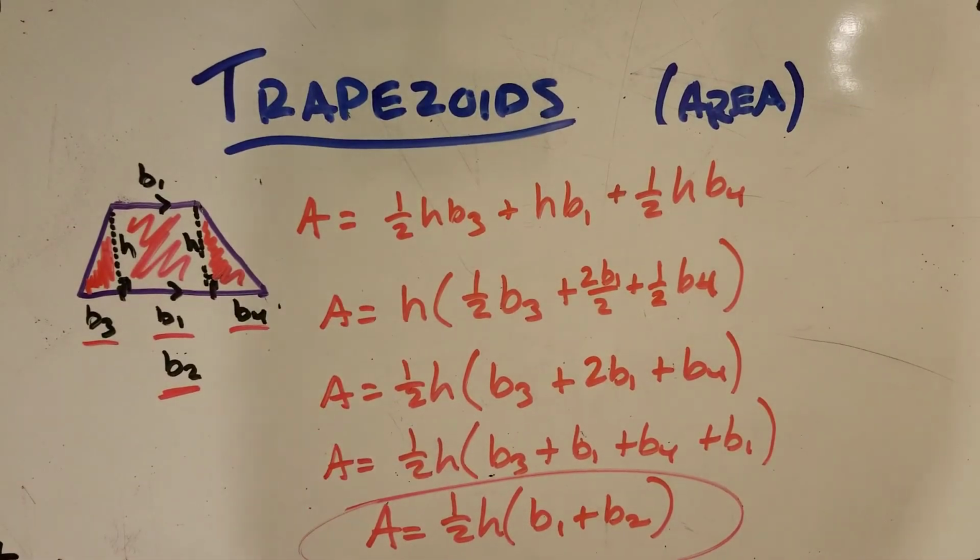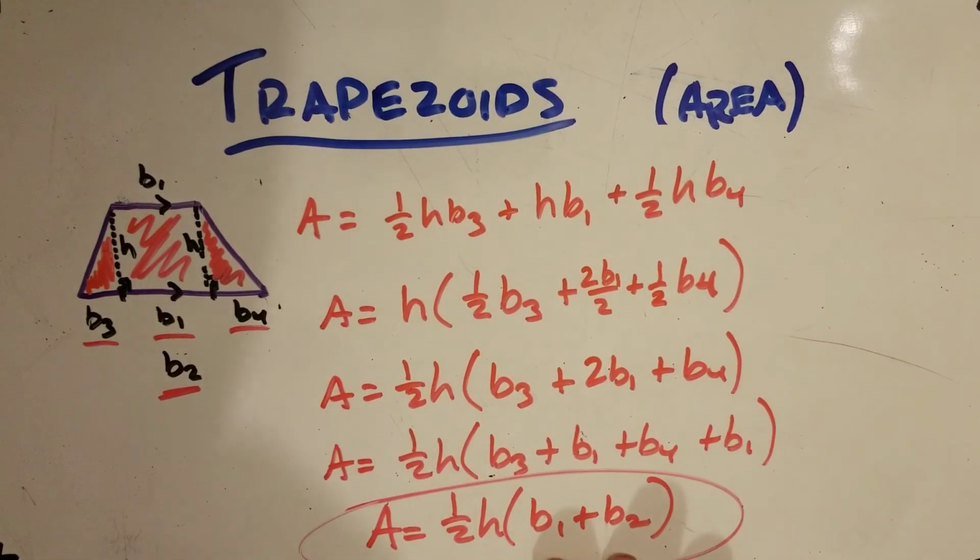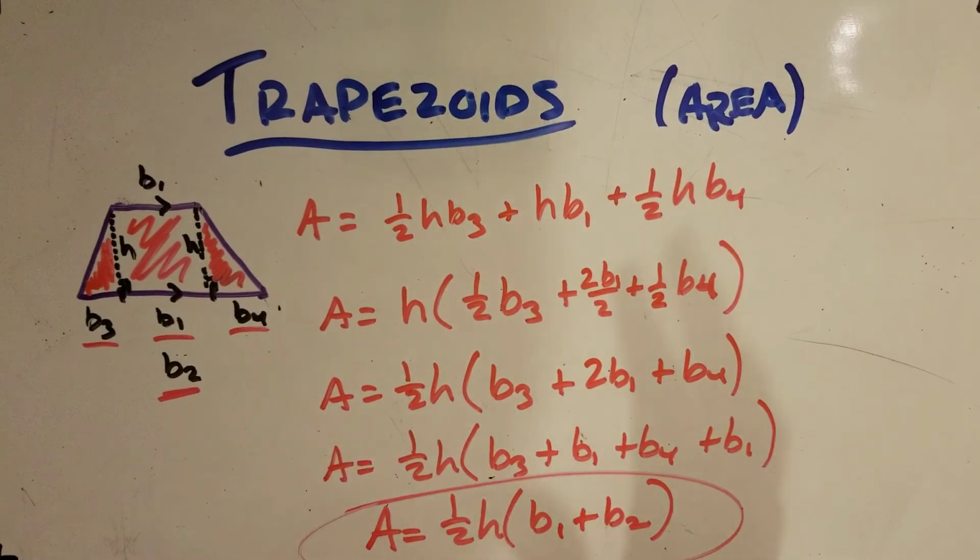So you can think of it like that, using a little bit of algebra to show the formula. If you have any trapezoid, take the sum of the bases, multiply that by the height, and take half of that, and you have the area of the trapezoid.